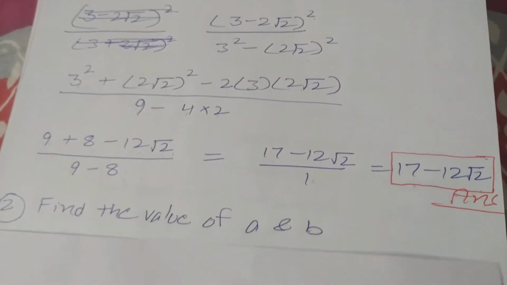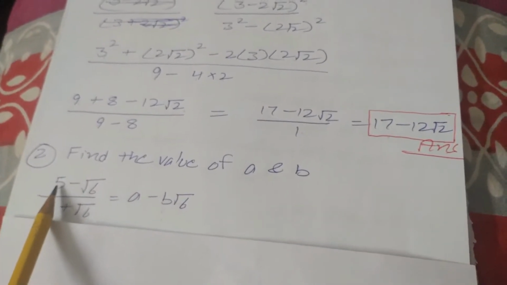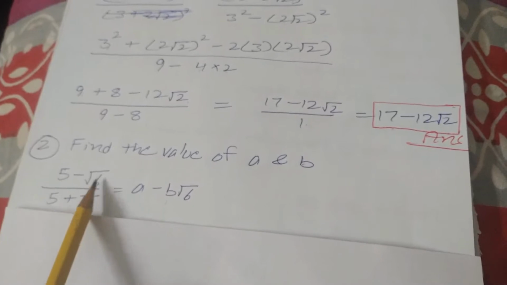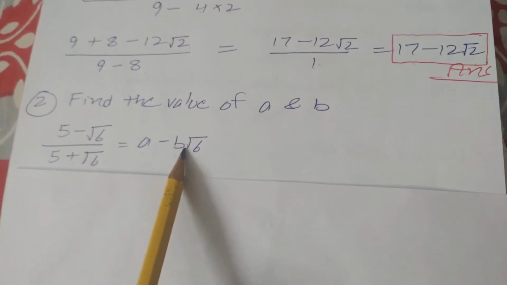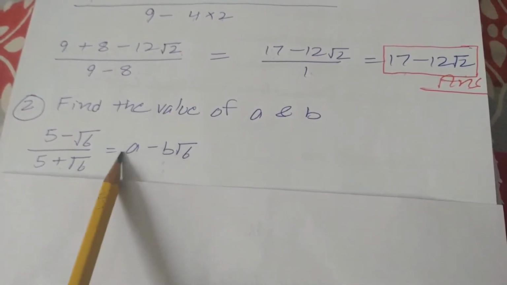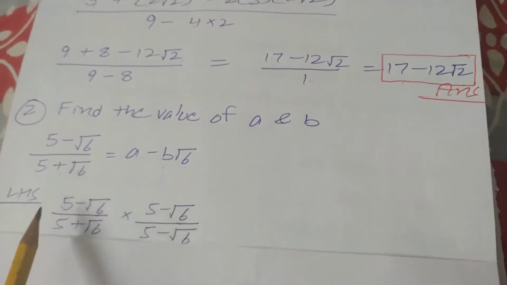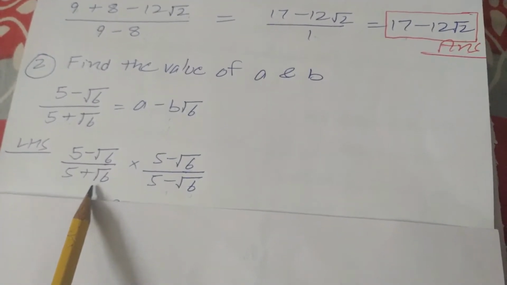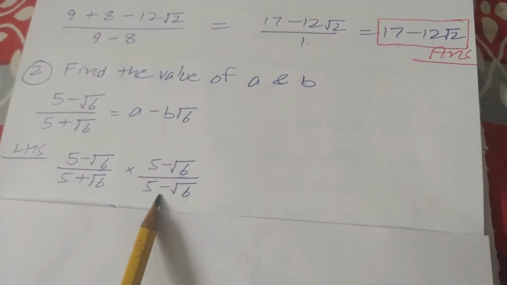Now in the second example, we have to find the value of a and b. Here the left hand side is (5 minus root 6) upon (5 plus root 6), and the right side is a minus b root 6. We have to find the value of a and b. Now we solve the left hand side. Rationalization factor is 5 minus root 6. We multiply both numerator and denominator.